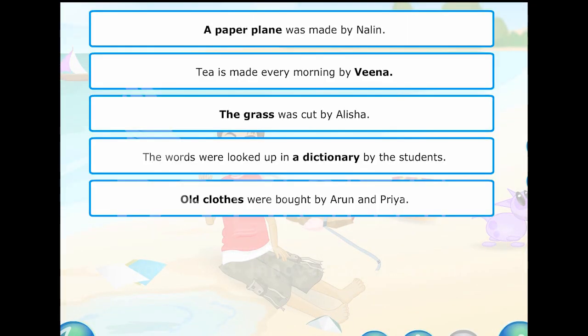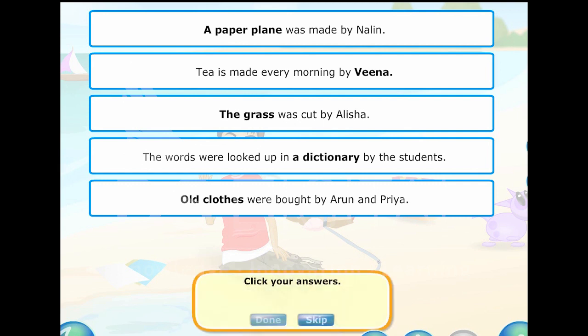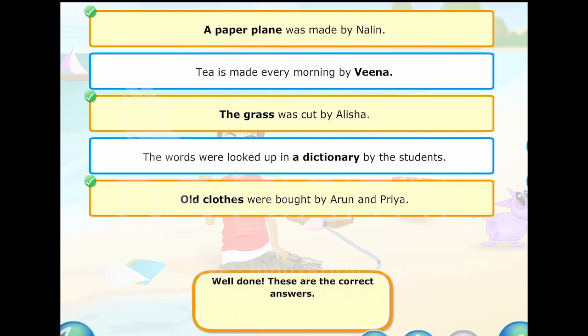Here are 5 sentences in the passive voice. Click the sentences where the person or thing on which the action is being done is highlighted correctly. Well done. These are the correct answers.